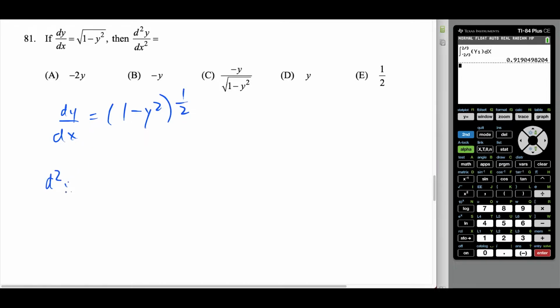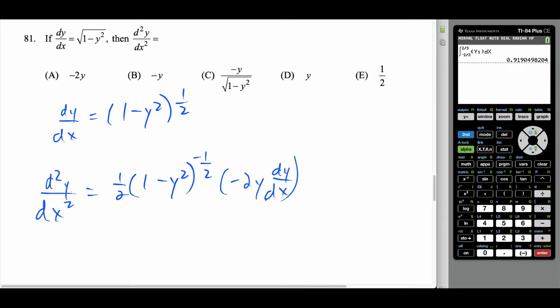So then the second derivative, d squared y over dx squared, we have to use the chain rule. We have 1/2, we keep the inside the same, subtract 1 from the exponent, and now you have to take the derivative of the inside, but the derivative of 1 minus y squared is going to be minus 2y dy/dx. We just have to remember to use the chain rule.